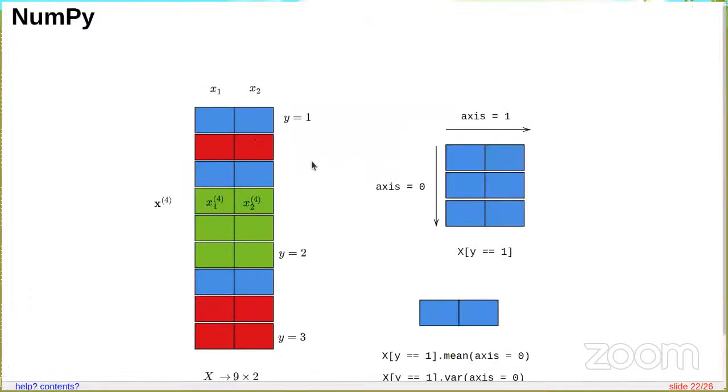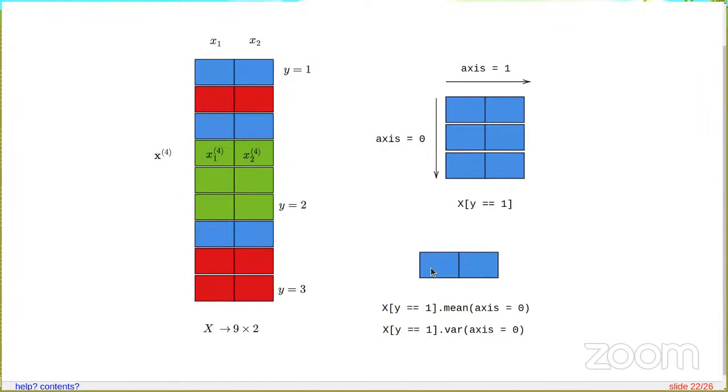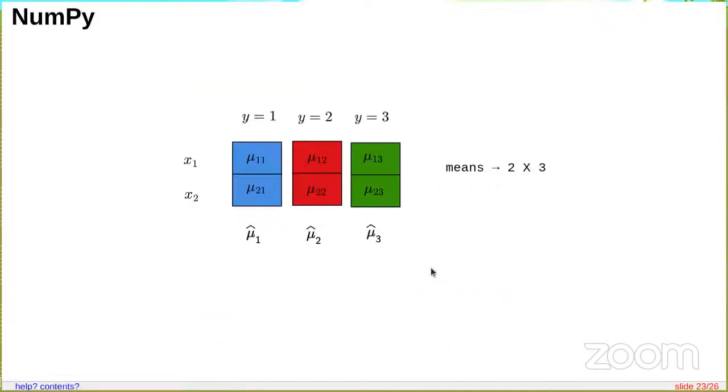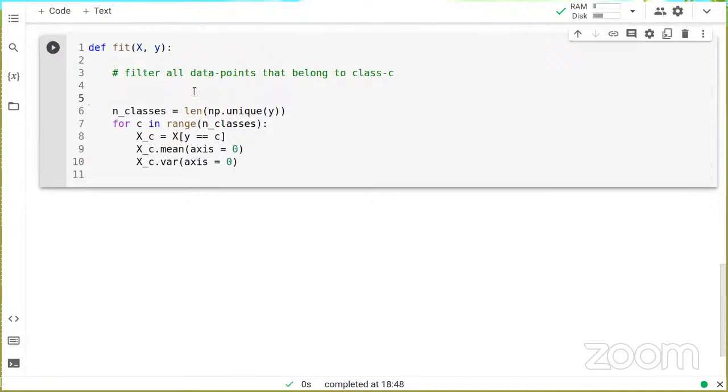Now I'll go back to this image. The mean and variance will be what? Some vector of length 2. For each class, it will be a 2-dimensional vector, mu1, mu2. So for 3 classes, you will have 6 values. I'm now representing that in the form of another array, of size 2 cross 3. For each class, you have 2 means corresponding to the 2 features, so I'll put all of them in one 2D array like this.